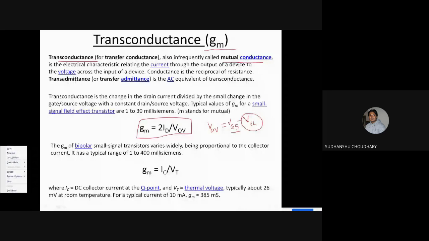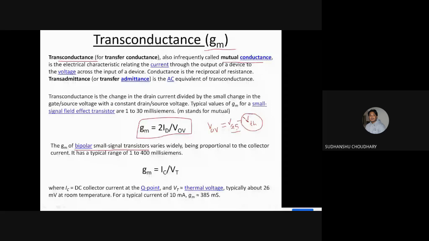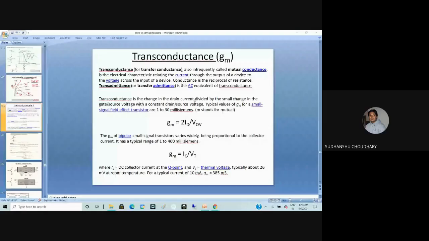MOSFET, we have gm in bipolar junction transistor also, this BJT also. We will need BJT, then we'll talk more about this gm, but let us understand here that we have a gm. So gm, that is transconductance, tells me how good the MOSFET is. It is one of the performance parameters.